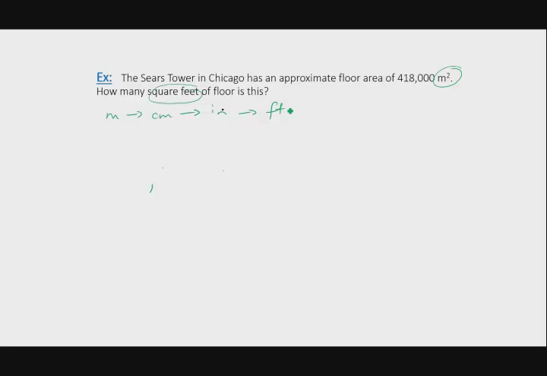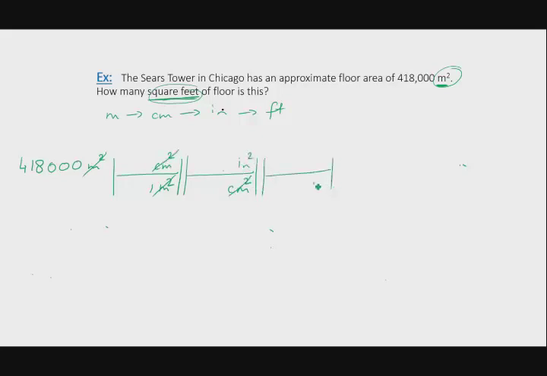The other thing that I'm going to point your attention to is that this is not meters, instead it's meter square. Similarly, that's not feet, it is feet square. So please keep that in mind. As always, we start with what's given to us, which is 418,000 meter square. If I want to cross out meter square, that goes on the denominator and then converts into centimeter square. Then centimeter square crosses out to give me inch square, and then inch square can be converted into feet square.